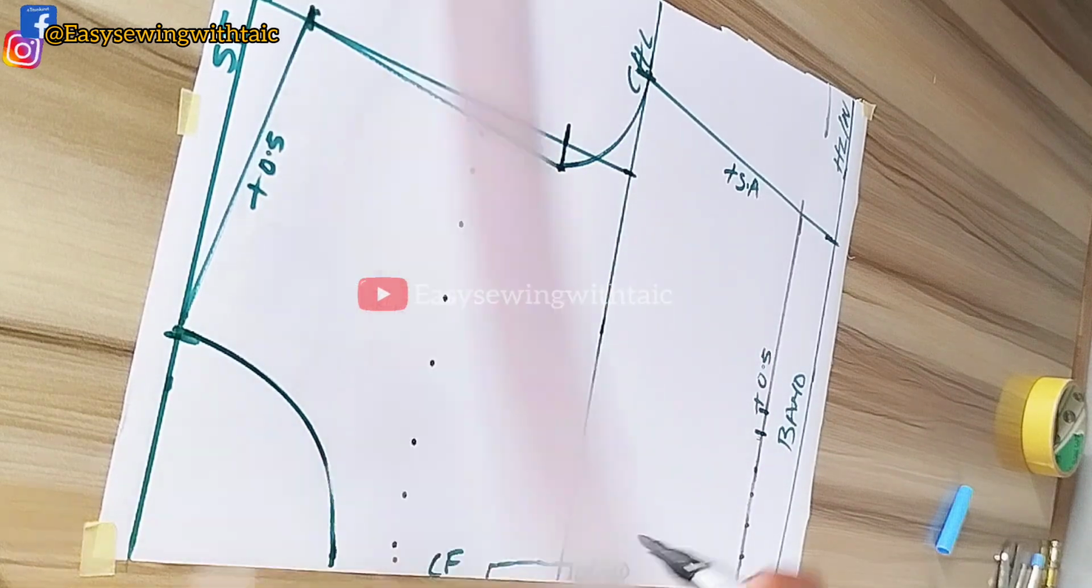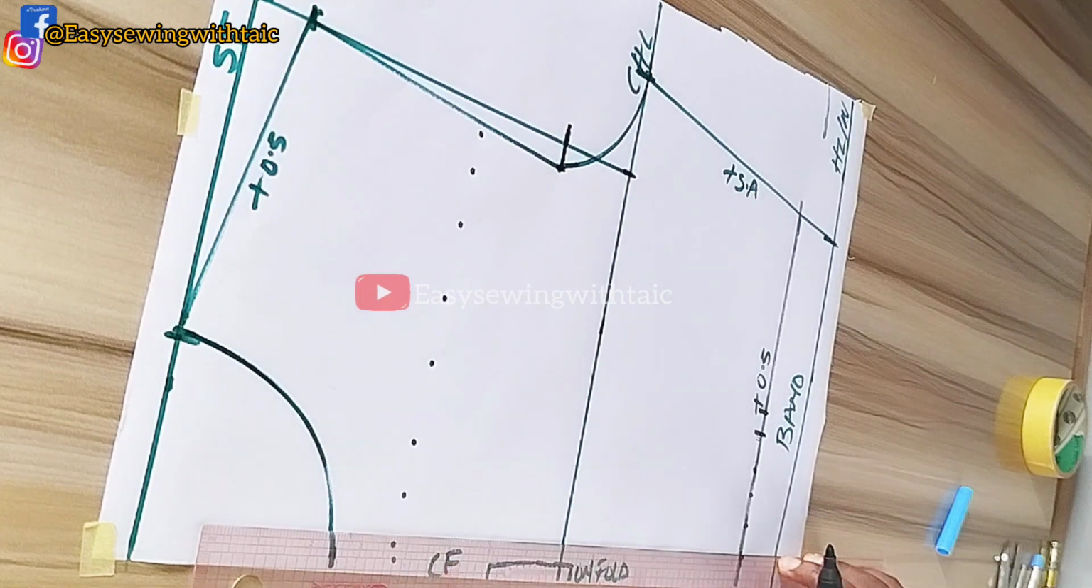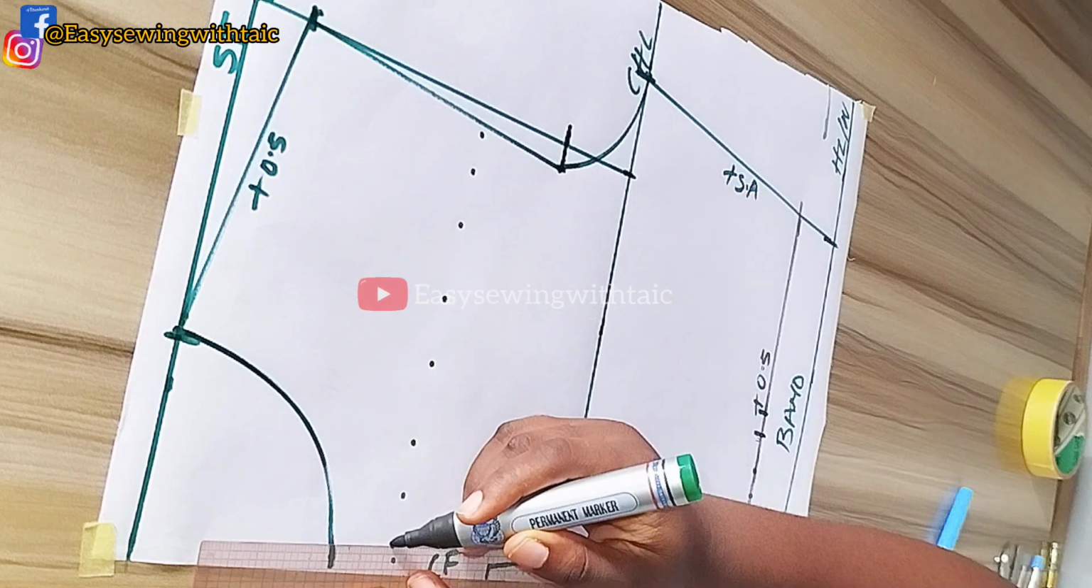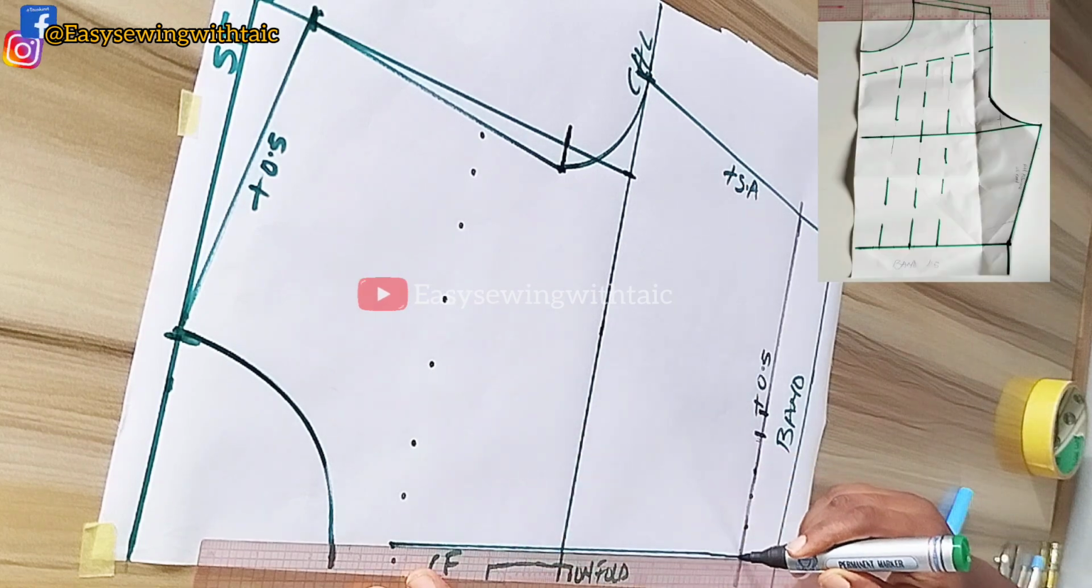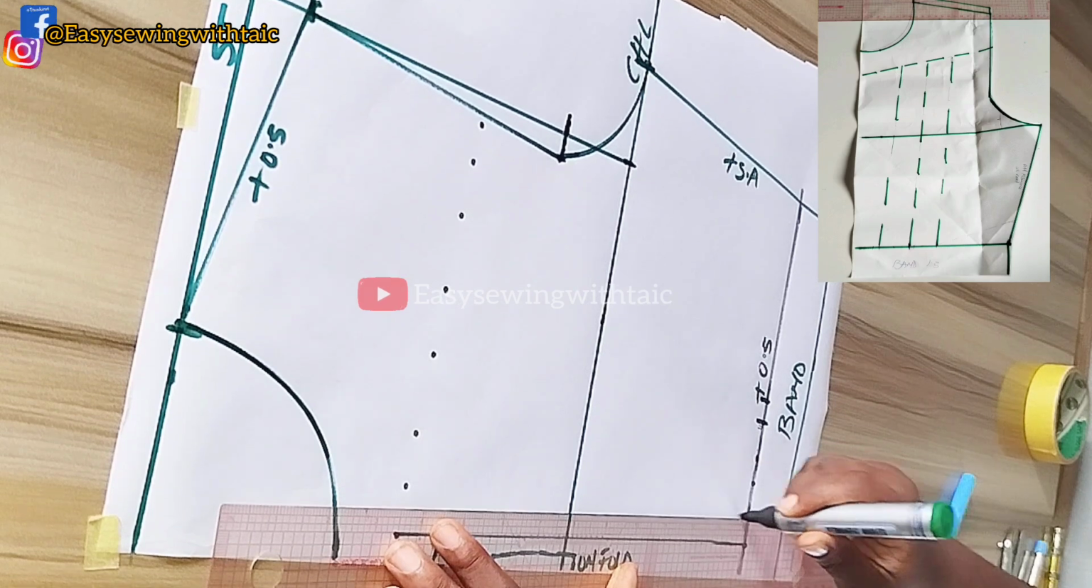Then I also determined where I want the pleat to stop. Of course, I don't want it to get all the way into the neckline, so I came down by 1 inch beneath the neckline. Then I went ahead to connect the lines like this all the way.